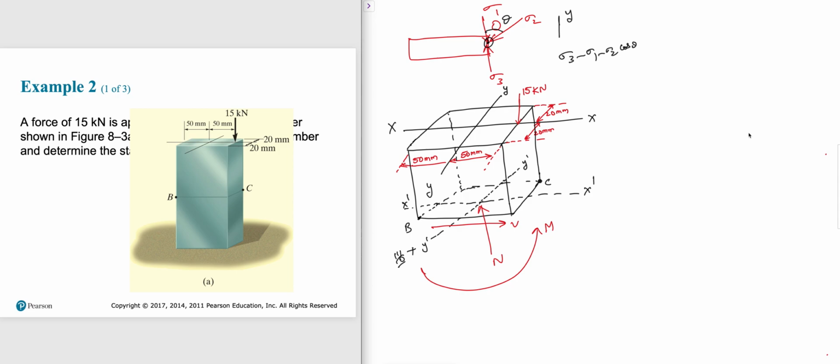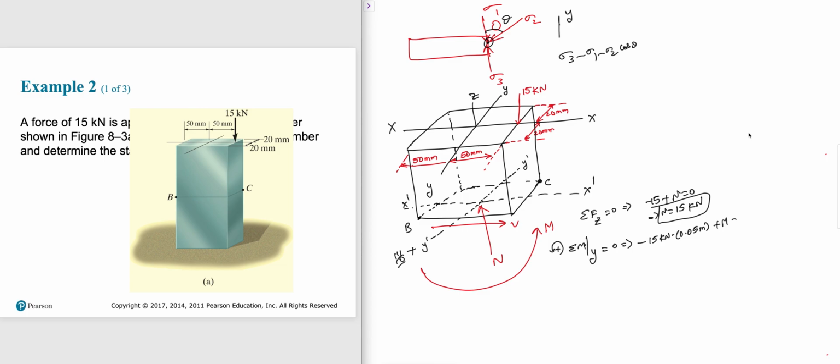So we will just write sigma F, what should we do? The rest direction that is left out is basically Z, right? Sigma of Z is equal to 0, implies you have negative 15 plus N is equal to 0. So we get N is equal to 15 kilonewton. Similarly, moments with respect to the y-axis is equal to 0, assuming counterclockwise is positive, implies we have 15 kilonewton times 50 mm, so 0.05 meter, and that is clockwise, so it's a negative, plus M is equal to 0.